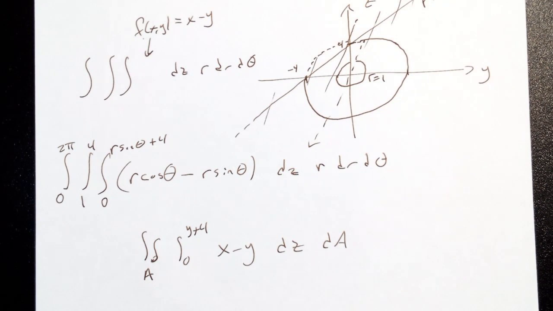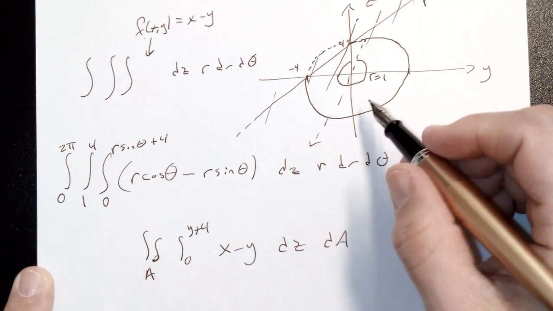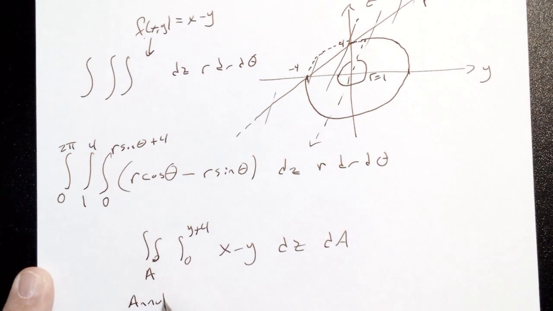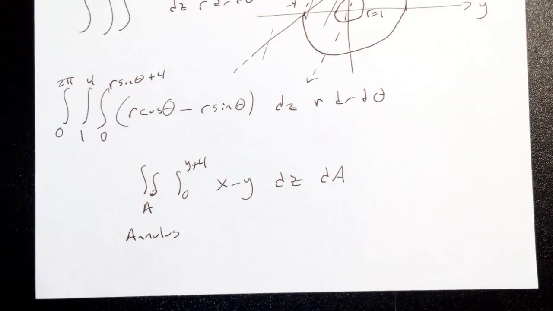As long as A down here is the annulus, that's the region between two circles. It's a flat donut. You could call it R, you could call it D, I don't care. More questions?